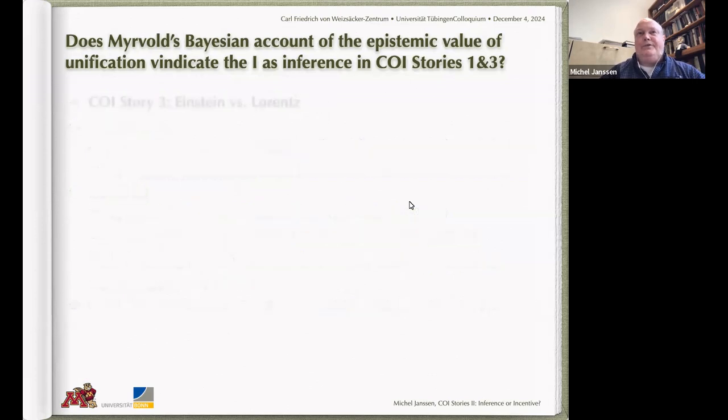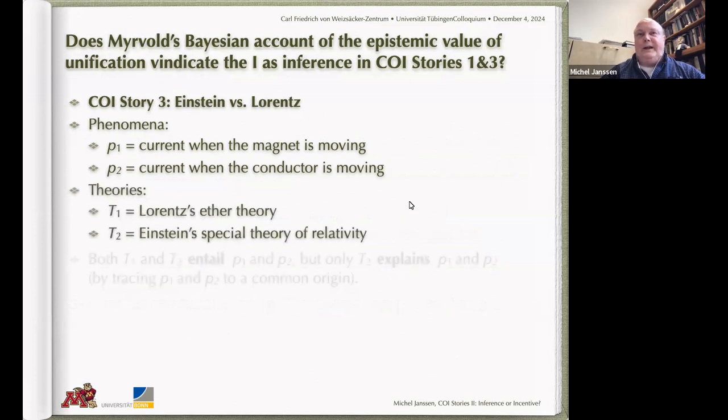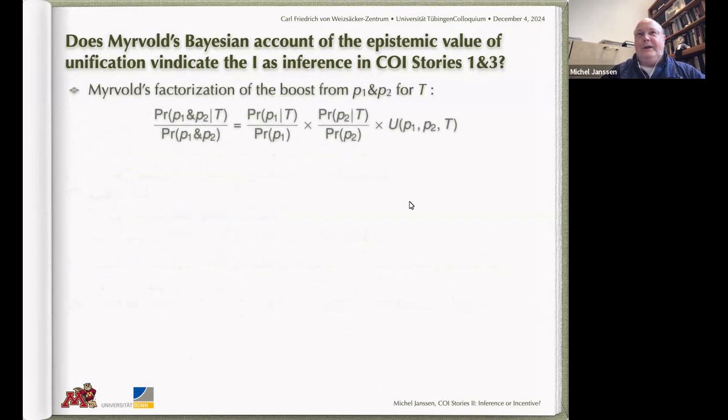Right? Same question for the Einstein versus Lorentz story. Now the phenomena are P1, the current when the magnet is moving, and P2, the current when the conductor is moving. The theories are Lorentz's and Einstein's. Both theories entail P1 and P2, but only T2 explains them by, again, tracing them to a common origin. Same question, does that mean that T2 gets a bigger boost? And as you can sort of guess, the answer is going to be no.